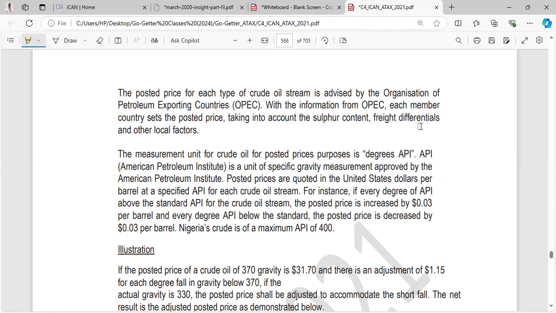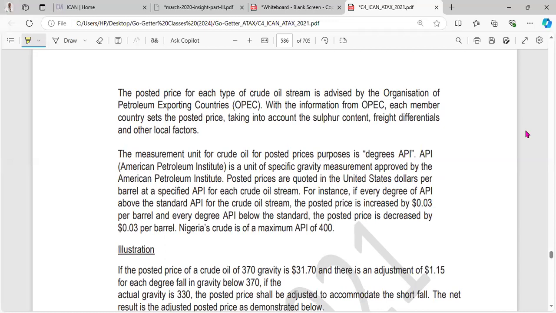Now, the measurement unit for crude oil for posted price purposes is called degree API. API means American Petroleum Institute. So for every oil you are exporting or dealing in, there must be a specific gravity measurement approved by the API. So they name it after the institute, API degree.